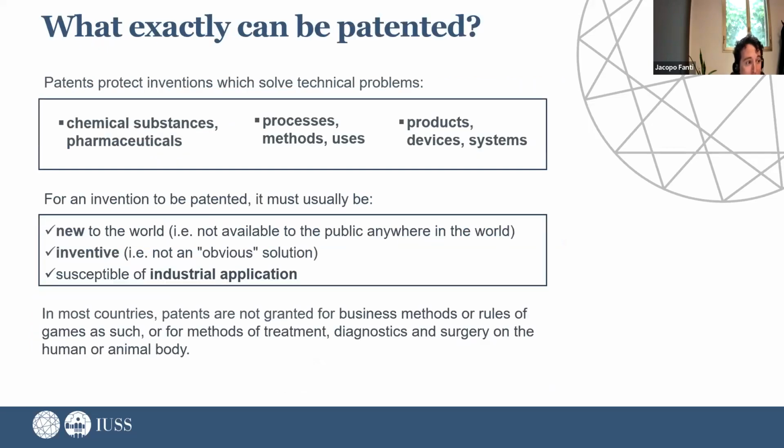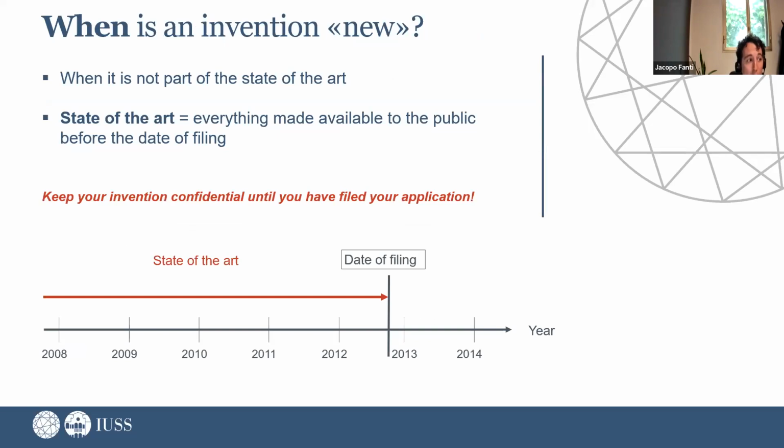What exactly can be patented? You already talked about this, but in order to file a patent application, it is important to underline the requirements that were underlined before. So it has to be new to the world. An invention, in order to be patented, has to be new to the world, so not available to the public. It has to be inventive, so not obvious, and it needs to be industrially applicable. So an invention is new when it is not part of the state of the art, and the state of the art means everything made available to the public before the date of the filing of the patent application.